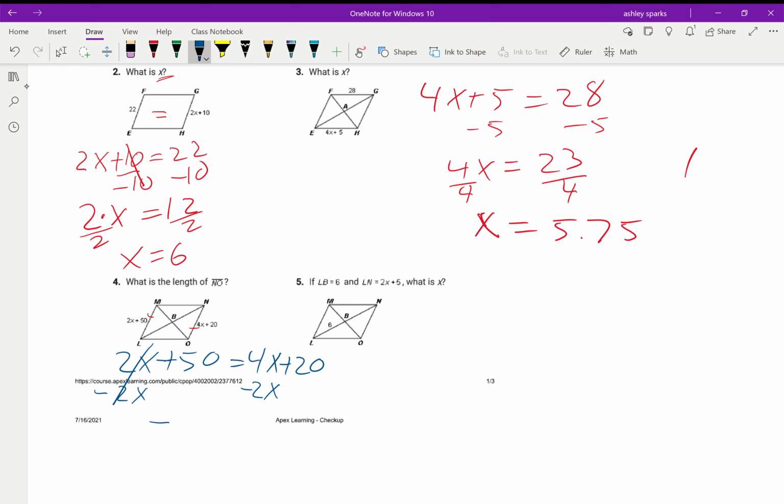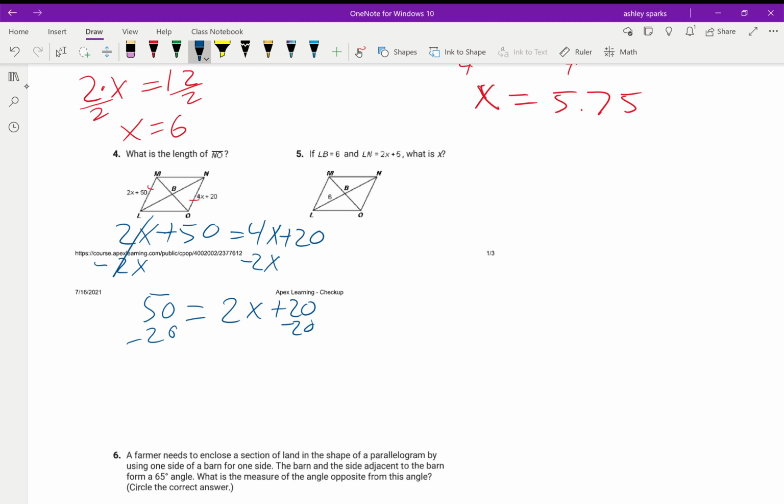Cross out, I get 50 equal to 4x minus 2x is 2x plus 20. I now have a two-step equation. I'll subtract 20 from both sides, which will give me 30 equal to 2x, divide by 2, and x equals 15. Be careful here. This question actually asks us what is the length of MO. So in this situation, we have to plug it back in. That's just because it wanted us to. So make sure in Apex you're just reading through the question thoroughly to see what they're asking for.